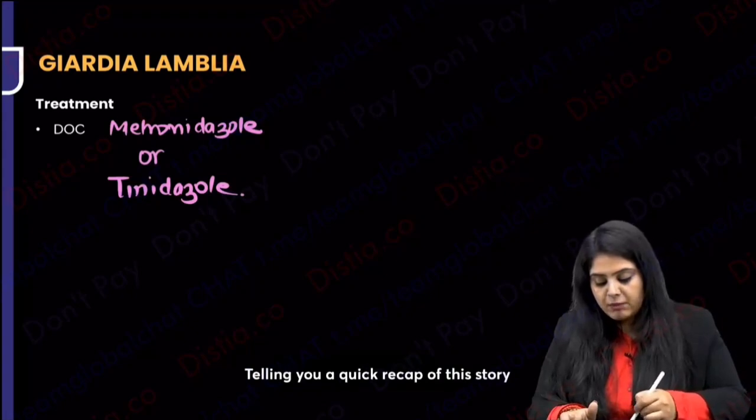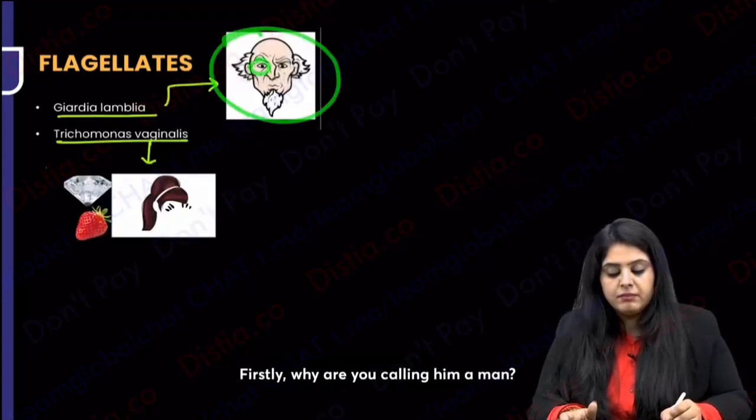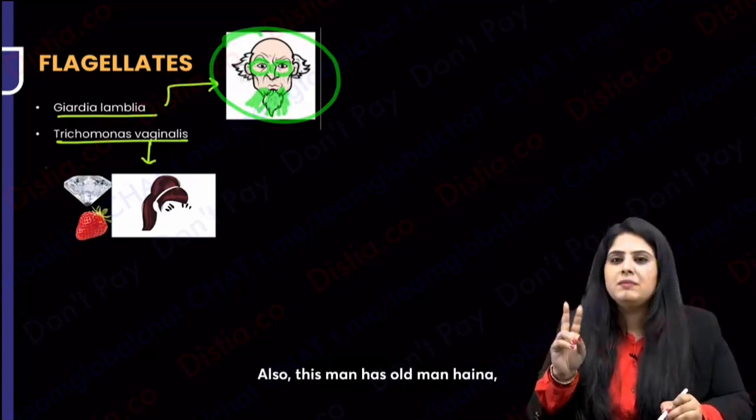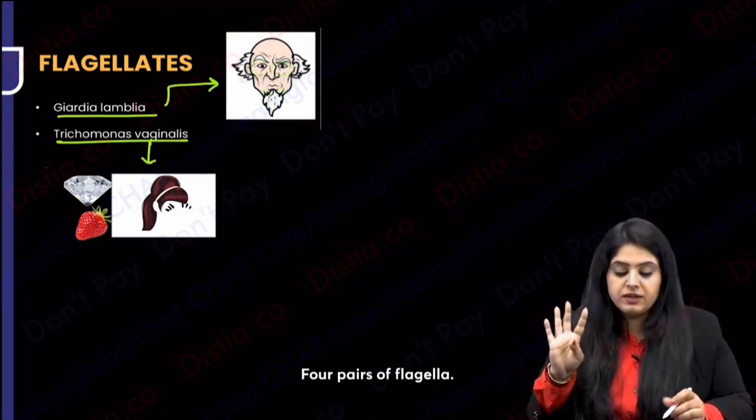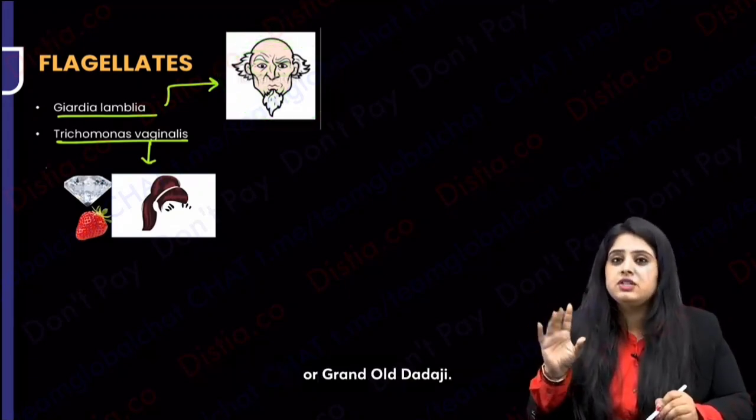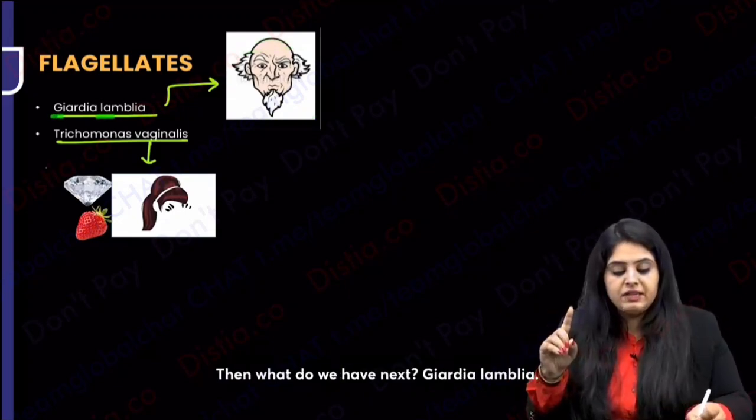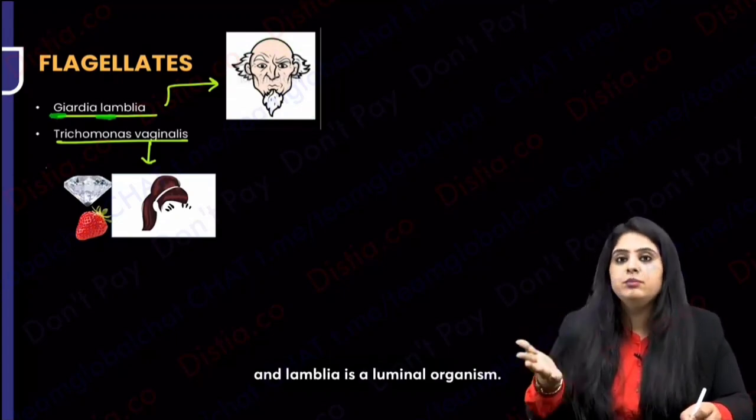A quick recap of the story we had for the angry old man. Firstly, why are you calling him a man? Because the trophozoite has 2 nuclei. Also, this is an old man, so he's having less hair, but how many flagella? 4 pairs of flagella. After that, we are calling him the grand old man, or grand old Dadaji. So he's going to occur in the duodenum. Then what do we have next? Giardia lamblia. So he's Girta Hua man, he's falling leaf motility, and lamblia is a luminal organism.